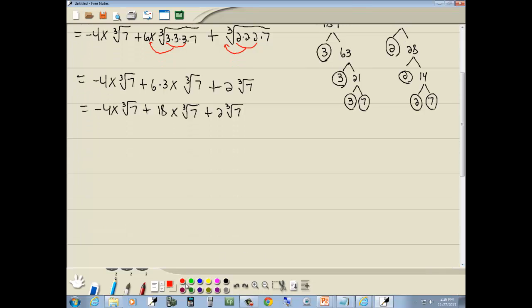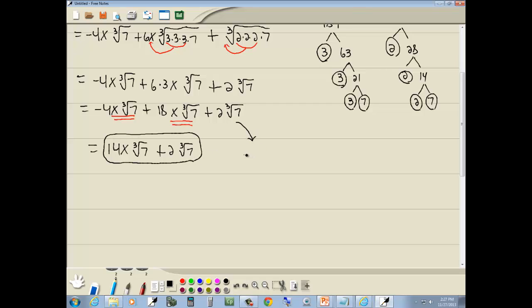Now some books handle this differently, so I'm going to show you both ways of simplifying, and then you have to do the appropriate one according to whatever you're studying. Now notice that this right here is the same as this. That means I can combine those together. Well, negative 4 plus 18 gives us 14x cube root of 7. And then this one carries along. I can't combine these together because this one's got an x cube root of 7, but this one doesn't have an x. So that'd be our answer.